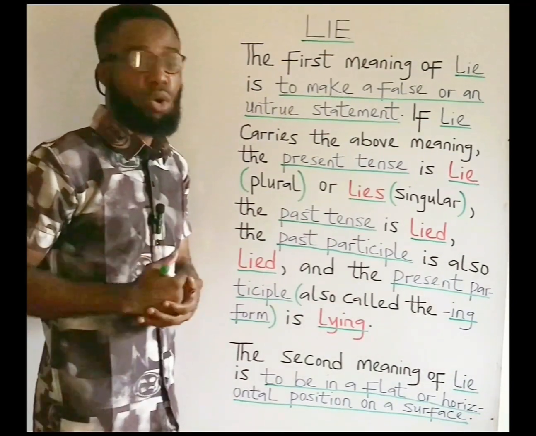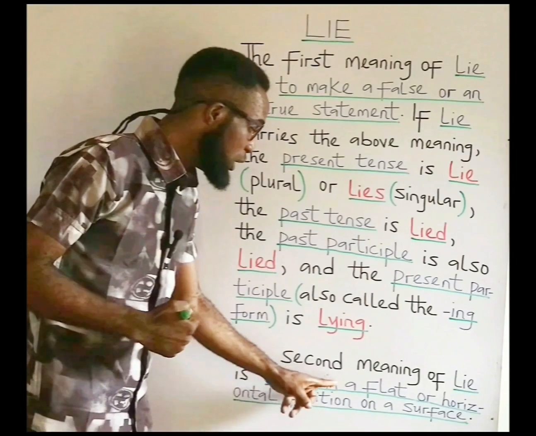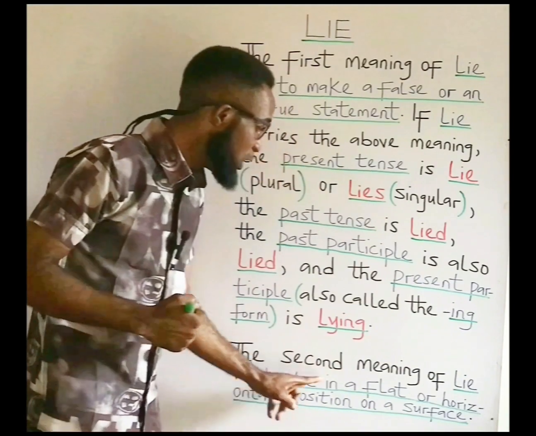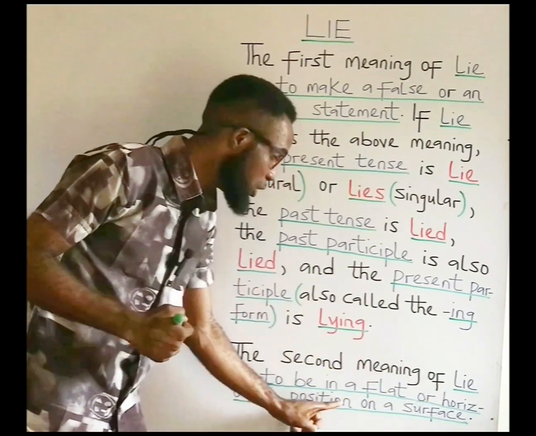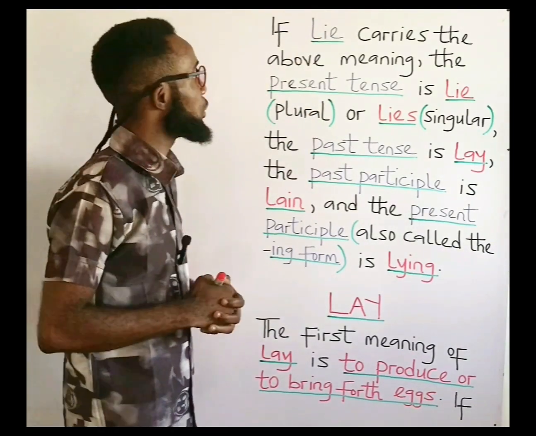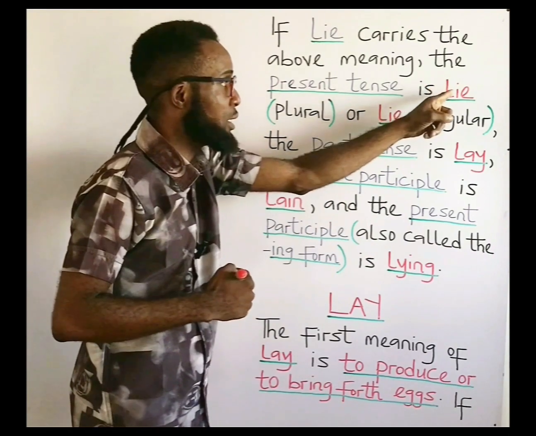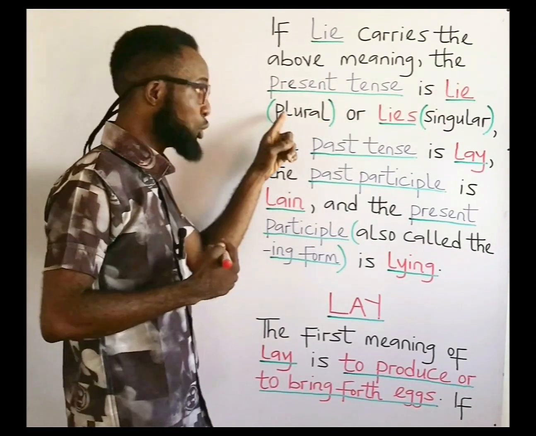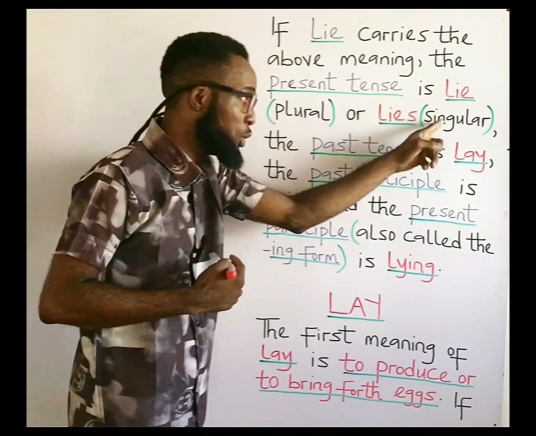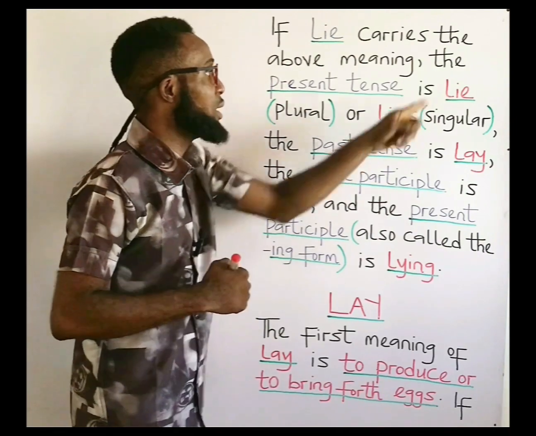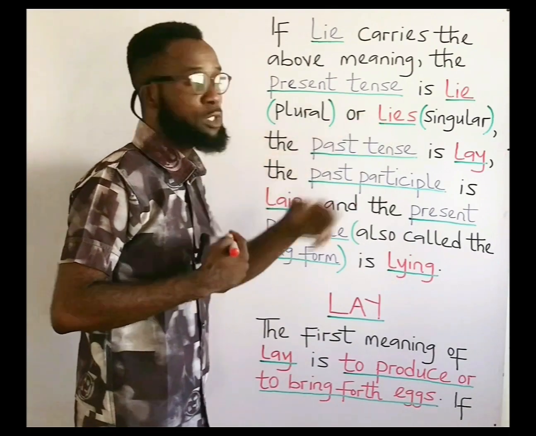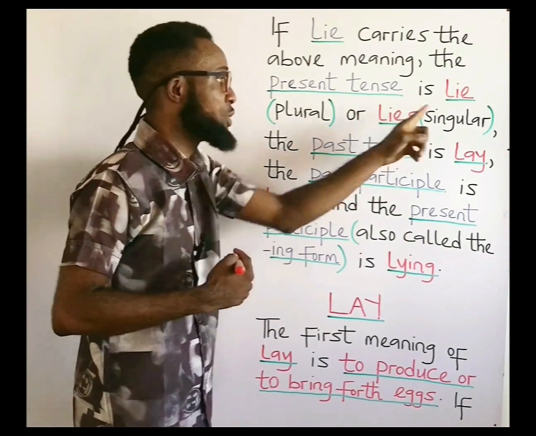The second meaning of lie is to be in a flat or horizontal position on a surface. If lie carries the above meaning, the present tense is lie, spelled L-I-E, which is plural, or lies, spelled L-I-E-S, which is singular.